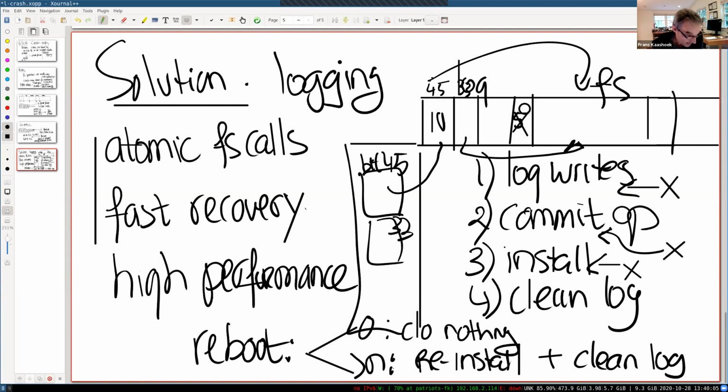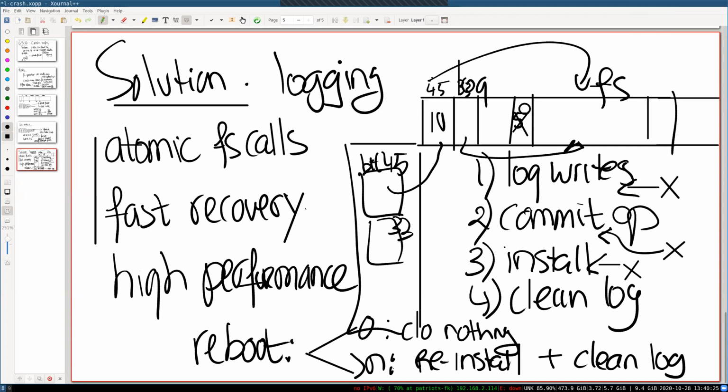Of course, we shouldn't serve any other file system calls at this particular point in time. We should do this before we restart the file system. But during reboot or during recovery, we can just do this. Another way of saying that is that installation is idempotent. You can execute it many, many times, and we'll have the same effect at the end.